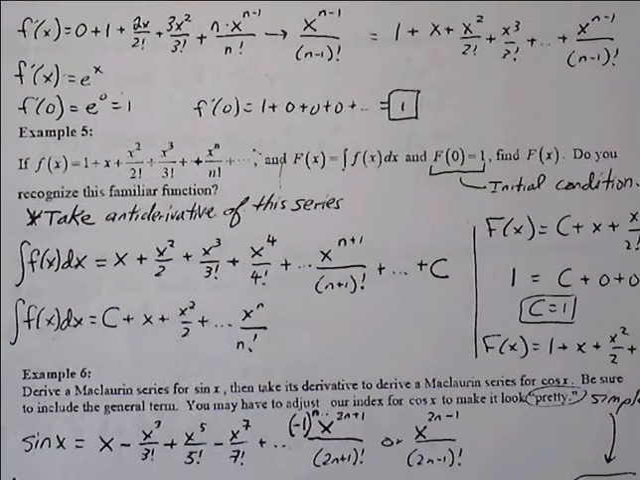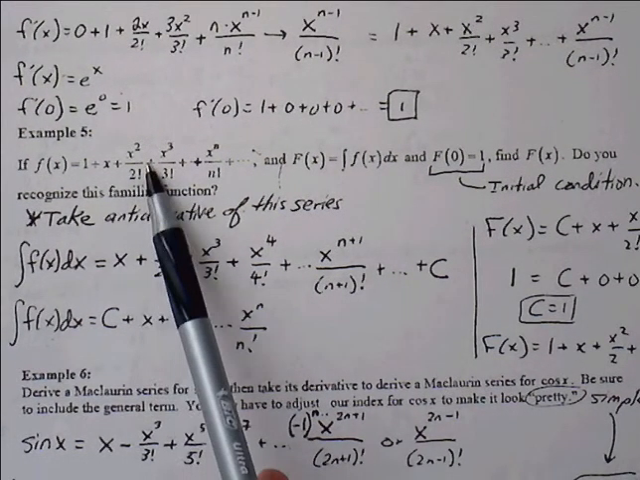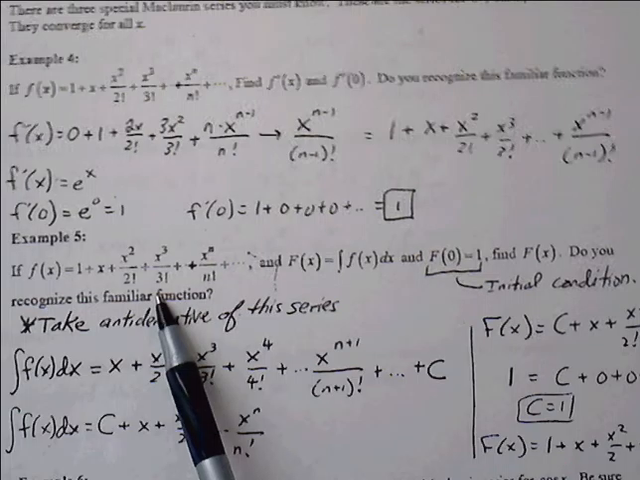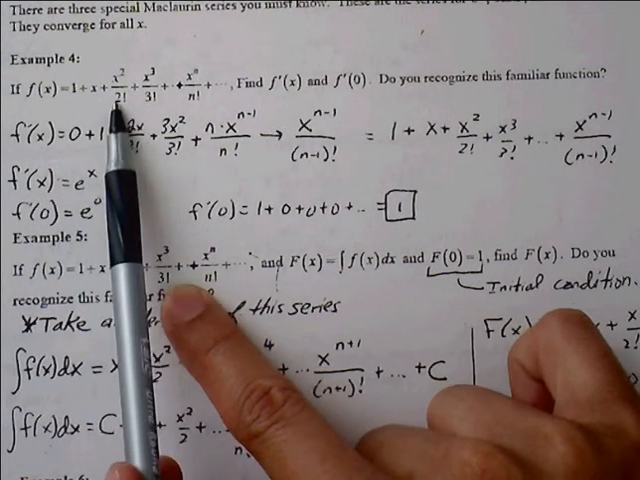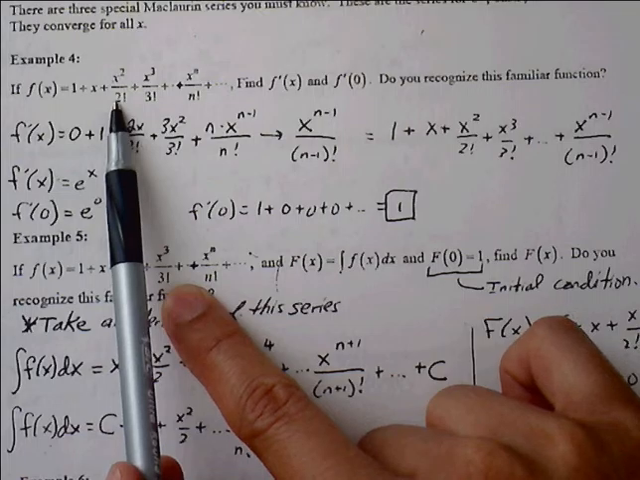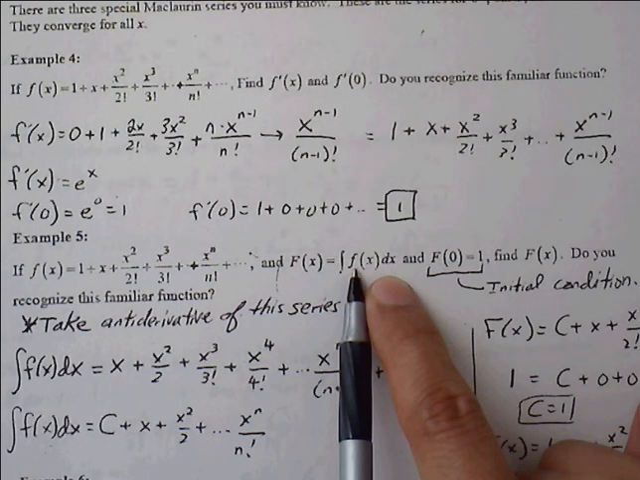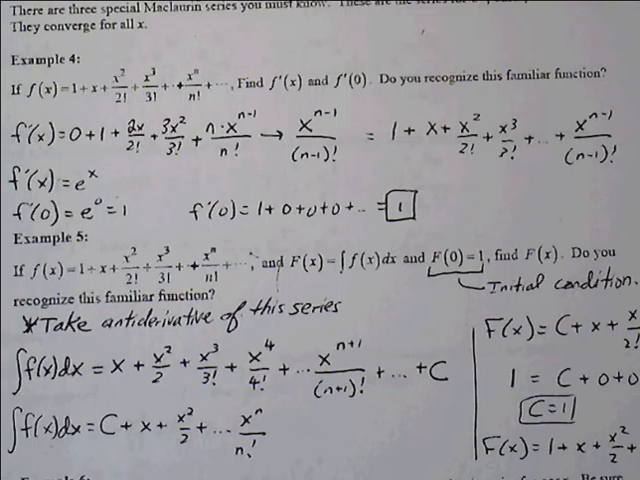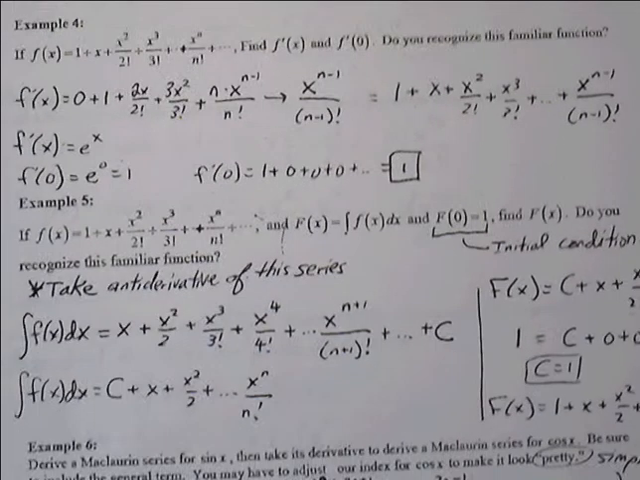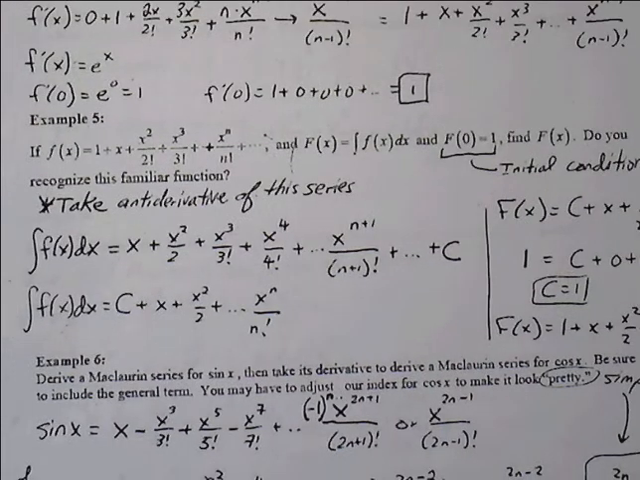Okay, example 5. 1 plus x plus x squared over 2 factorial plus x cubed over 3 factorial. Now this is the same as e to the x. So if the derivative matches e to the x, then the integral should also match as well, right? If the derivative of e to the x is e to the x, the integral of e to the x is also e to the x. So we're just looking at some properties of e to the x to show that the derivative and that integral are going to match up.